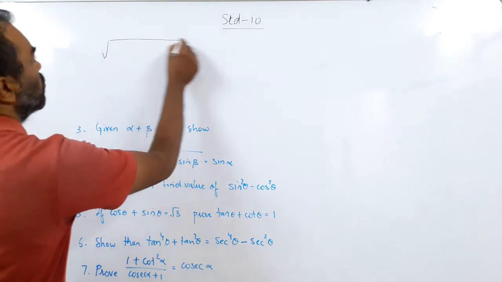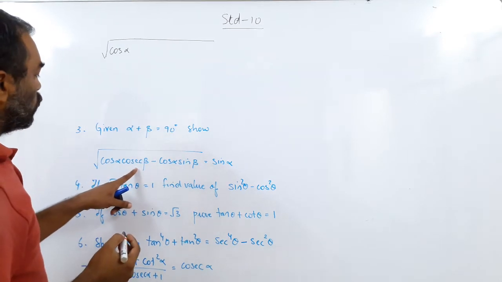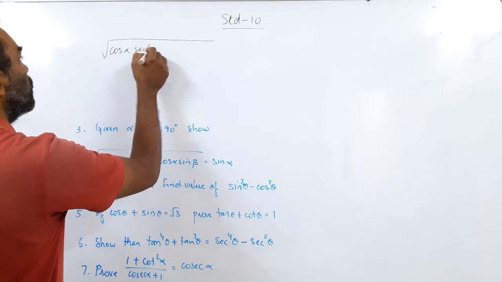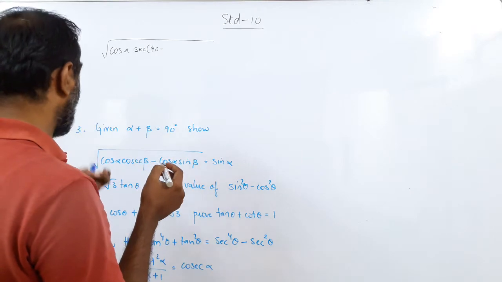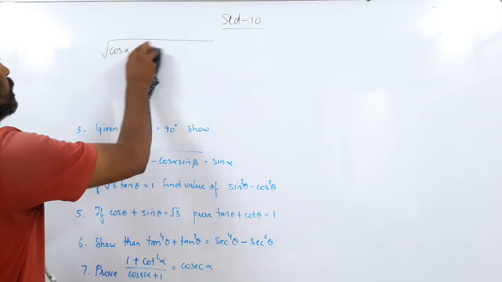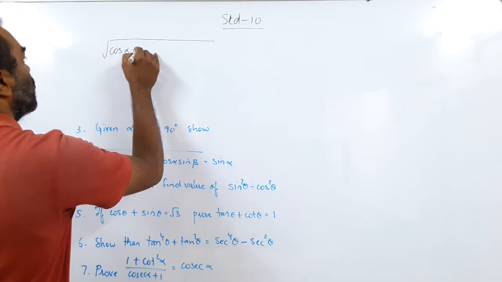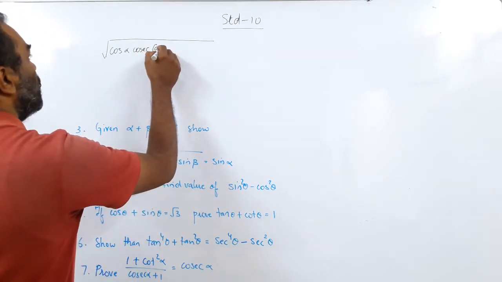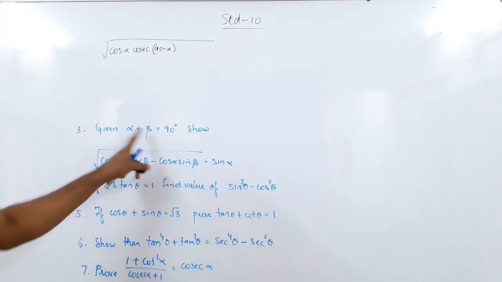Under root cos alpha, I remember it as it is, cosec beta. Cosec beta I can write sec 90 minus... no, not sec. I will give it cosec only. First, we will do the step correctly. We will write this cosec only, but it is beta. So beta is 90 minus alpha, because alpha plus beta is 90.